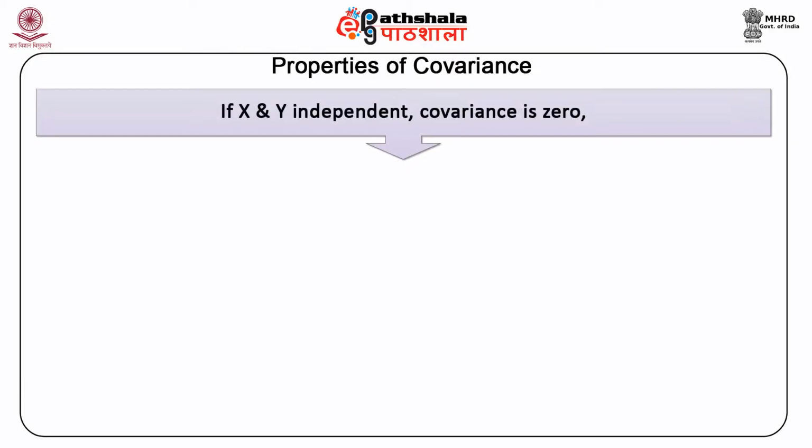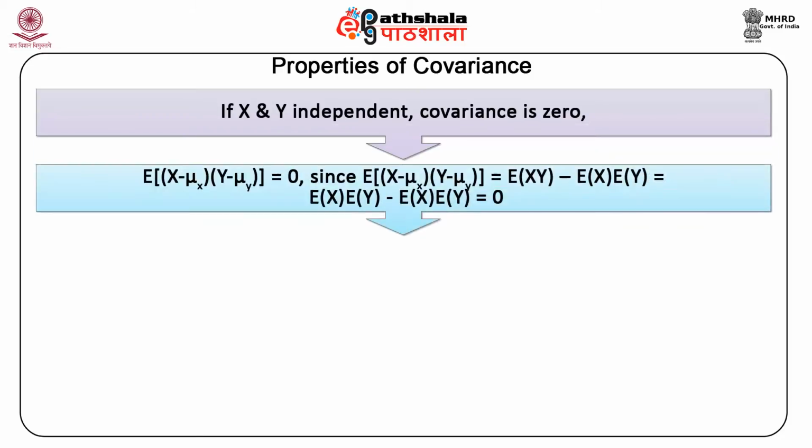If X and Y are independent, their covariance is 0. That is, E of (X minus mu x) into (Y minus mu y) is equal to 0, since it is equal to E(XY) minus E(X)E(Y), which is equal to E(X)E(Y) minus E(X)E(Y), which is equal to 0.